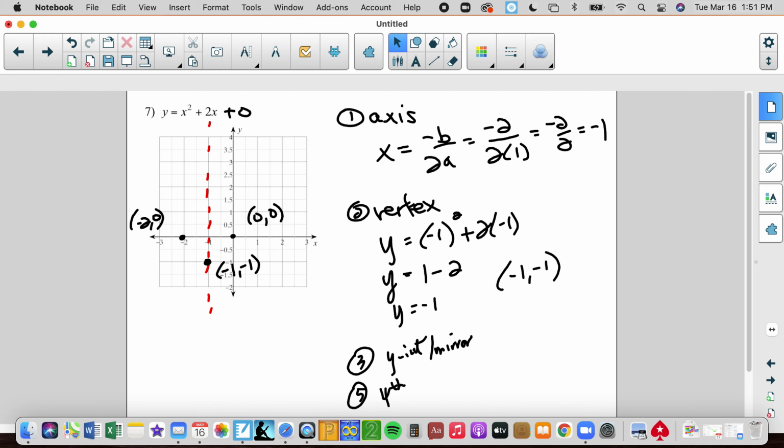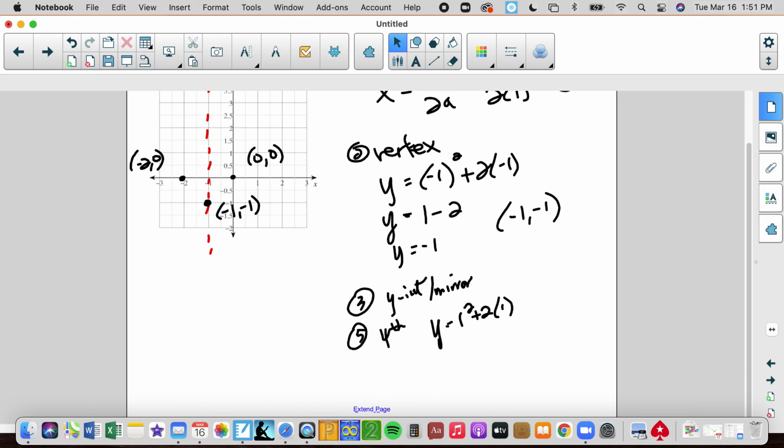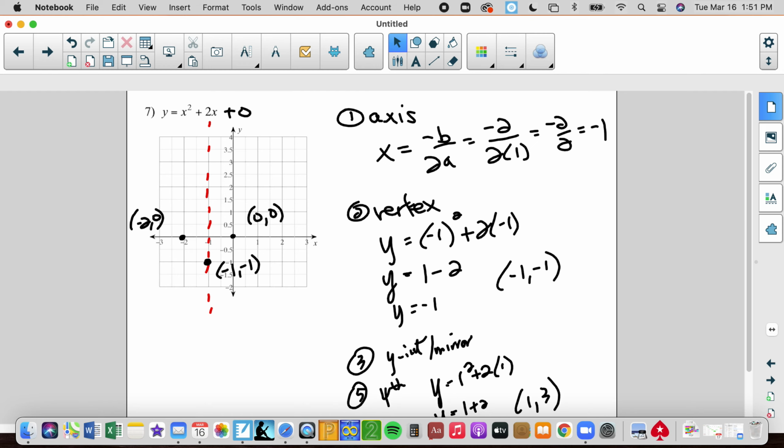Step 5 is the fourth point. What am I going to plug in? I haven't used 1. So let's plug in 1. You have 1 squared plus 2 times 1, which gives you 1 plus 2, which equals 3. So when I plug in 1, I get 3. 1, 3. That is 1, 2, 3, 4 away. That is the coordinate 1, 3. This is the coordinate negative 3, 3. I have my 5 points, and you are done.